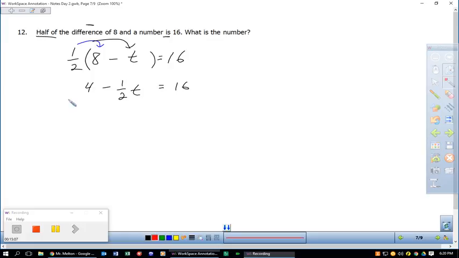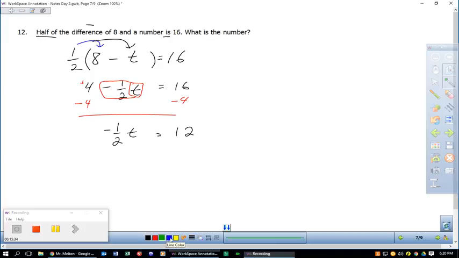Okay, so here I need to do something a little different. We want to get the t by itself, right? Well, I can't just get t by itself because these two guys are actually attached. So I really need to get rid of this guy. Well, he's plus 4, so I'm going to subtract 4 from both sides. So that cancels out. I get negative 1/2 t equals 12.